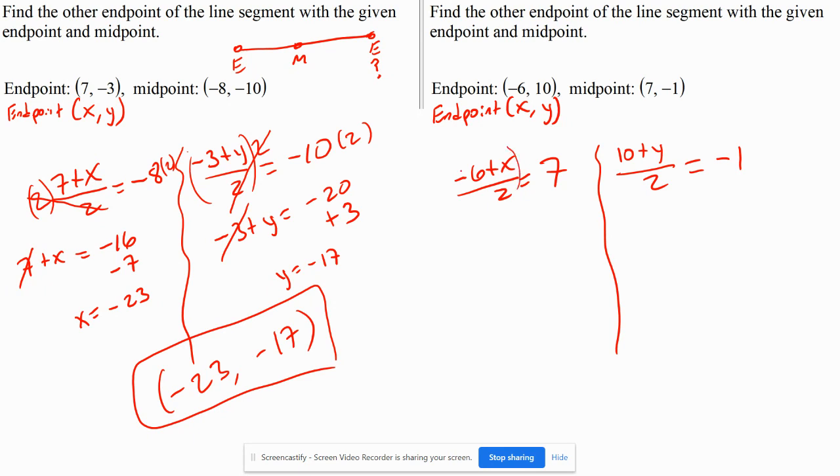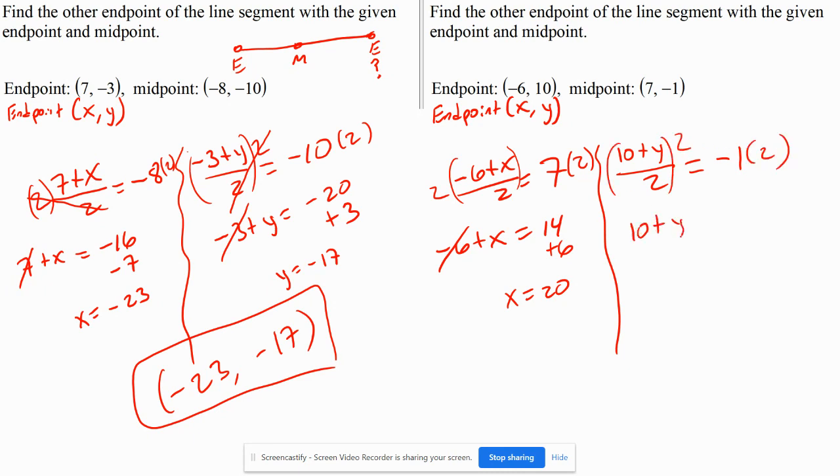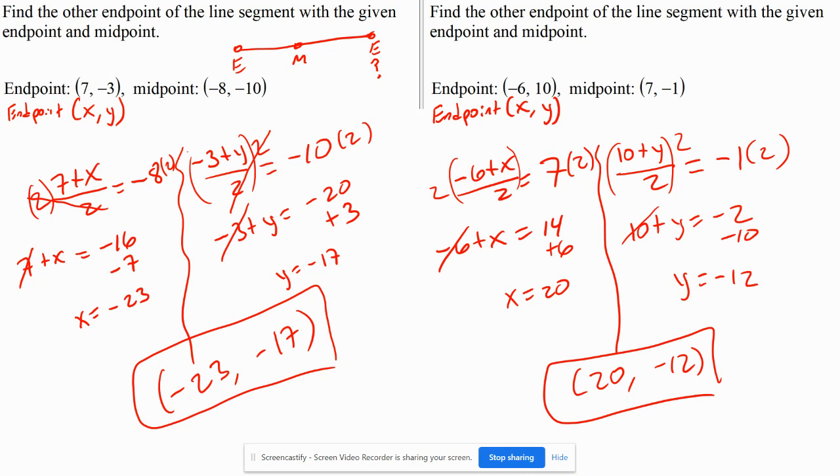I'm going to multiply each side by 2 to get rid of fractions. So I have that negative 6 plus x is equal to 14. My negative 6, let me move it over as a plus 6. So I have that x is equal to 20. Here, let me multiply both sides to get rid of fractions. So I got that 10 plus y is equal to negative 2. My 10, let me move it over. Forget to switch the sign. Y equals negative 12. So the endpoint that I'm looking for is 20, negative 12. Don't forget the space after the comma.